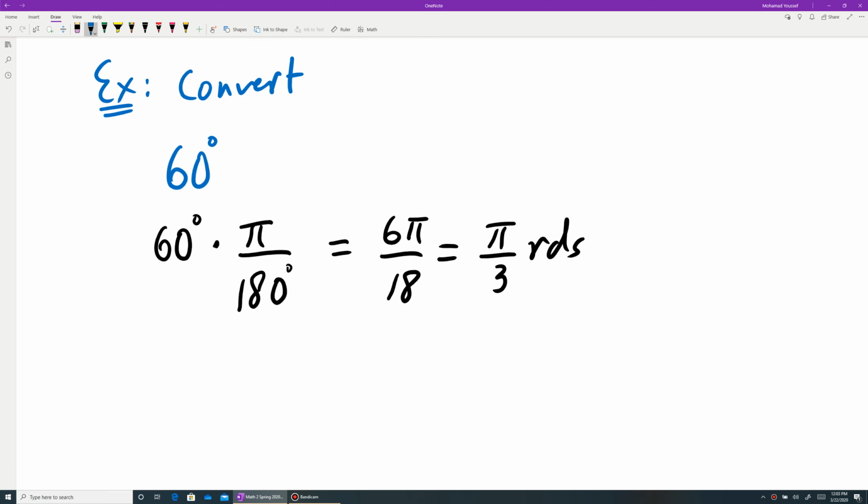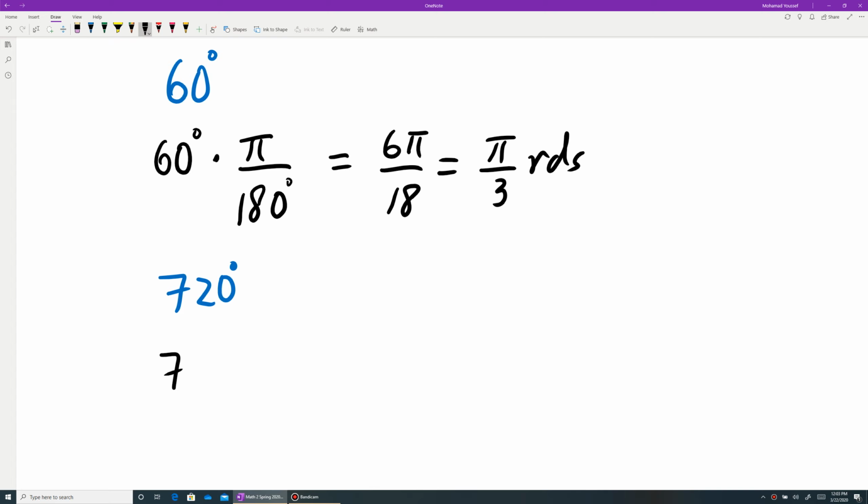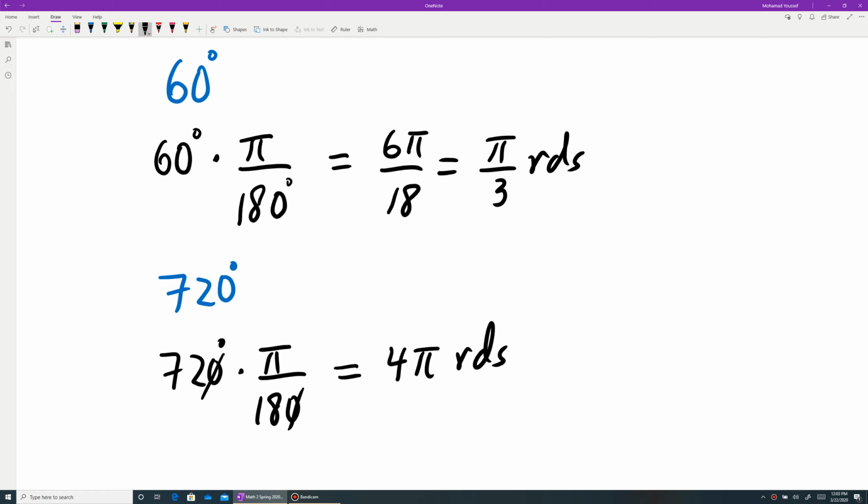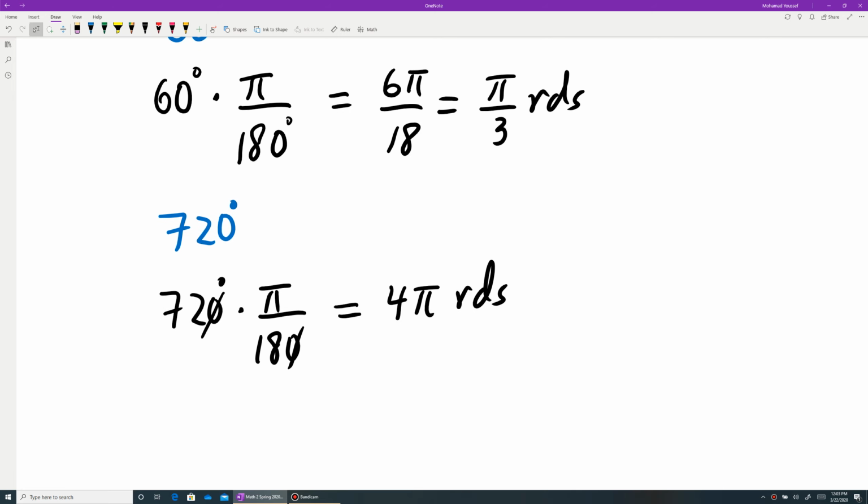What about if we have 720 degrees? Again, we multiply the 720 by pi over 180. The zeros will cancel, and then if we reduce this out, that's 4 pi radians. What about vice versa?